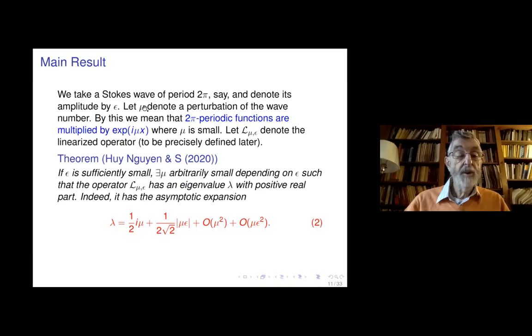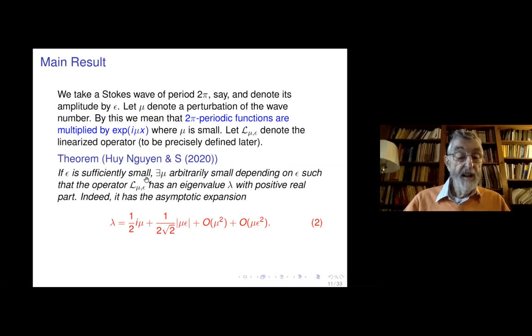And then we perturb the wave number. I'll write it more carefully later on. And that means that you take your various periodic functions, you multiply by e to the i mu x, where mu is small. So epsilon is small and mu is small. And then we linearize, which I will define very carefully later. That's going to be the focus of what we talk about. We linearize. We get a linearized operator depending on these two parameters.